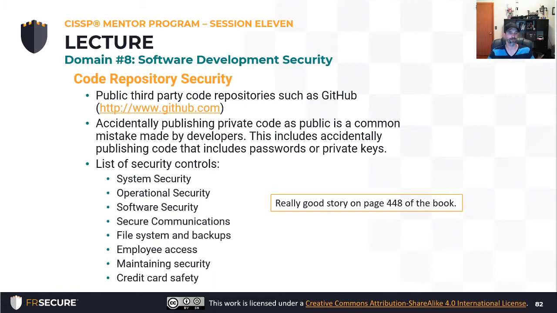So thinking about the security controls we want to have: system security, operational security, software security, communication security, file and system backups. How are the employees accessing things? How are we going to maintain security? And any credit card data that we might also need to keep safe. Apparently, if you go to page 448 of your book, there's a really great story on this.